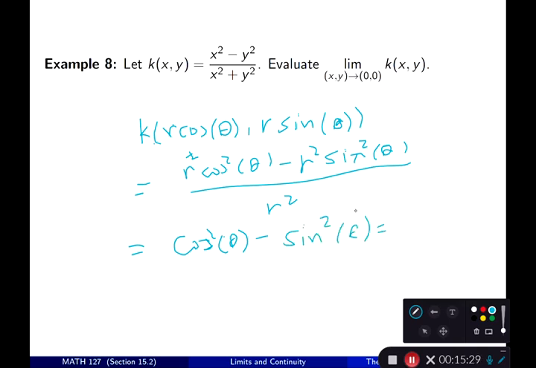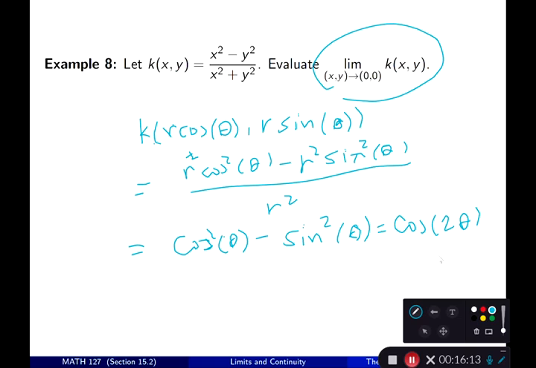And if you remember your trig identities, this is equal to cosine of 2 theta. Theta can be going from 0 to 2 pi, and cosine of 2 theta can be any value. So basically this limit of k depends on which direction you're coming in, and gives you different values in each direction. So the limit does not exist, because I couldn't get rid of theta. I couldn't do the squeeze theorem, and so that's what I ended up with.